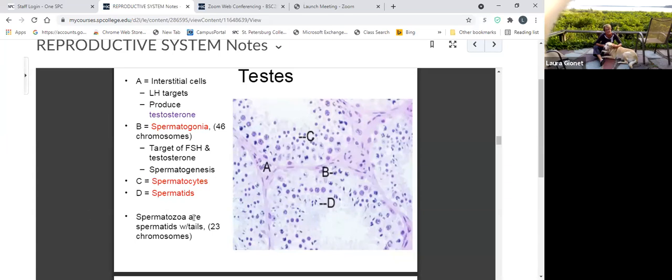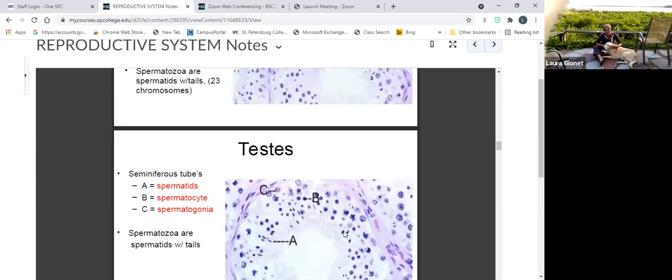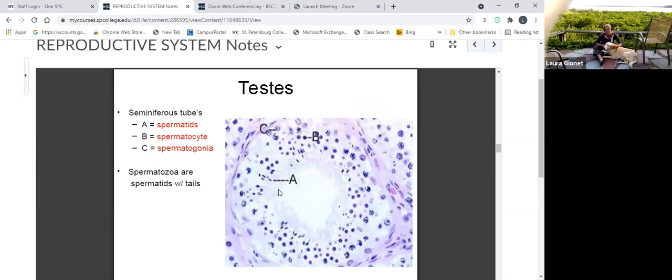So I said below that spermatozoa are spermatids with tails, and they have 23 chromosomes. But this is a good picture where you can see all of them. Again, now blown up more, even better still. Look at that. We've got the spermatids, A is pointing to, right? B are the spermatocytes, and C are the spermatogonia. Very pretty.